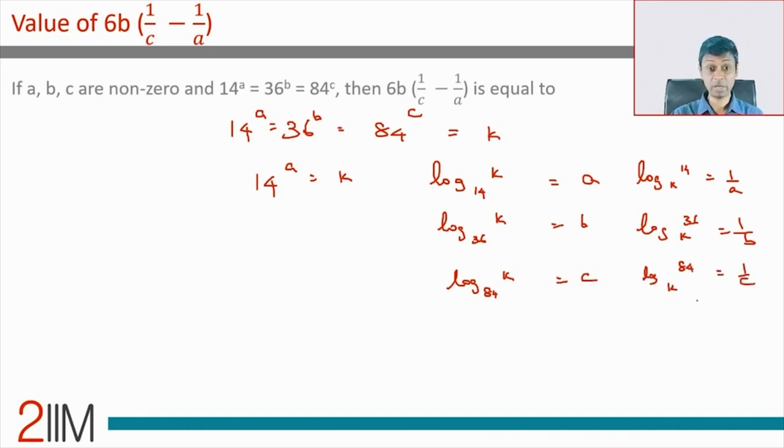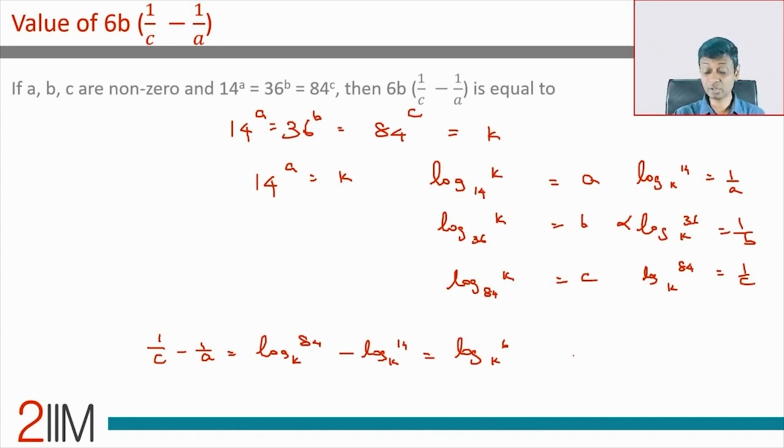Lovely. Multiple advantages here. We're dealing with base k. So therefore that is very useful. And we want to find 1 by c minus 1 by a. So let's forget this for the time being. So 1 by c minus 1 by a is equal to log 84 to the base k minus log 14 to the base k. 84 by 14 is 6. This is log 6 to the base k. Log a minus log b is log of a by b. Brilliant. So log 6 to the base k is 1 by c minus 1 by a.